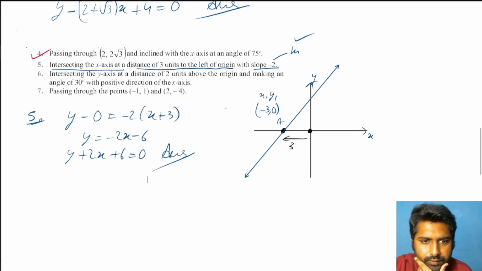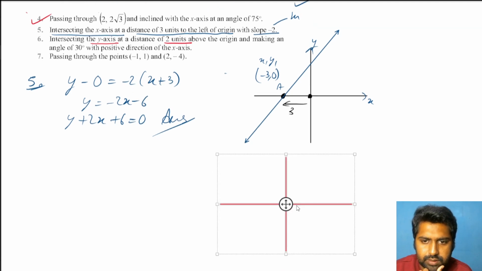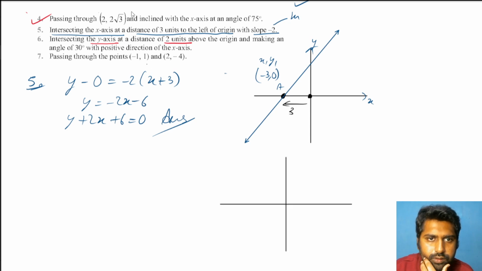Okay, let's see the sixth one also. He's saying intersecting this time y-axis at a distance of 2 units above origin. So same scenario, is just that instead of x-axis, now he's concerned regarding y-axis. He is focused on that, so let it be here. Okay, and let's decide the point where it is intersecting. 2 units above origin, so above origin will be here, so that means this distance is 2. Okay, so we have to draw the line now. Let's draw the line.